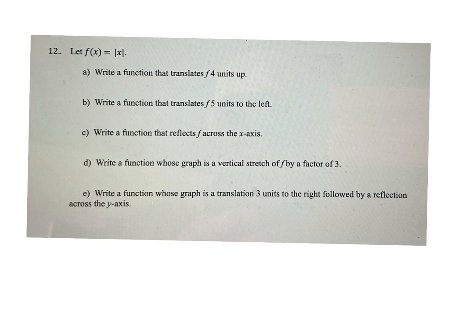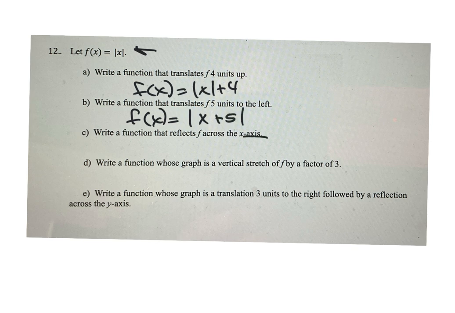Number 12, it's slide 7. Number 12, write the function, this function, that's going to be absolute value that goes up 4. Remember, up 4 is 4 on the outside, exactly like you think. Then it says 5 to the left. Left or right is inside, opposite of what you think. Since it's going left, I'm going to put plus 5.